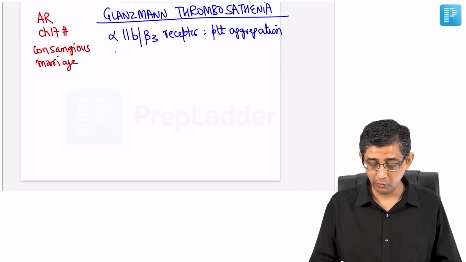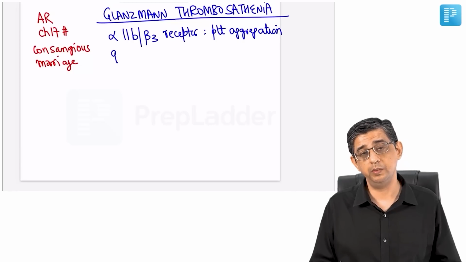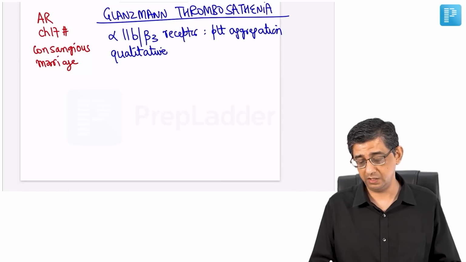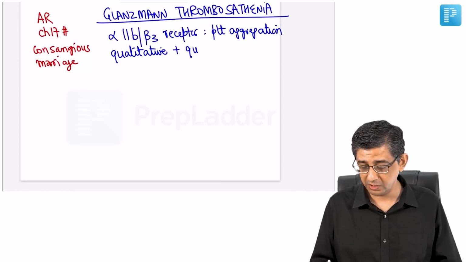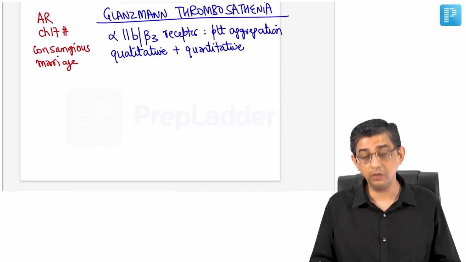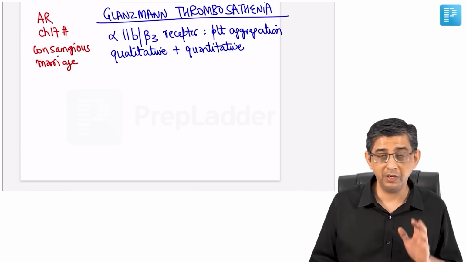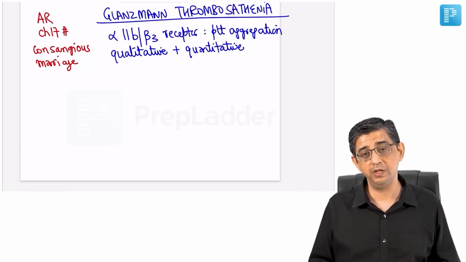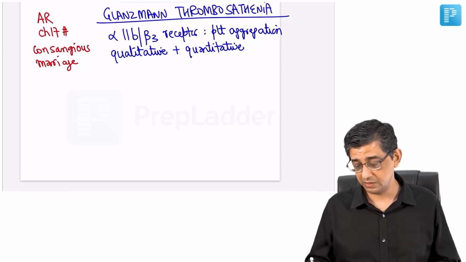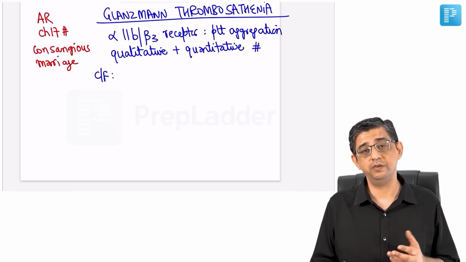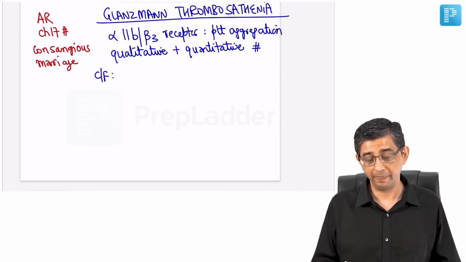You see, the textbook uses the following phrase to describe the problem here. It says there is both a qualitative as well as a quantitative deficiency of this receptor. Last time I was focusing only on the quality part. Here I'm saying two things are defective. Both the quantity and the quality of this particular receptor are going to be defective in this case, and therefore the question will describe the standard presentation of excessive post-operative bleeding.